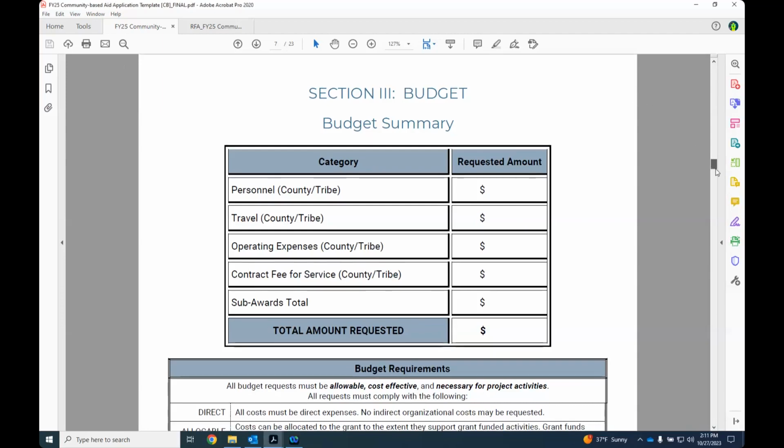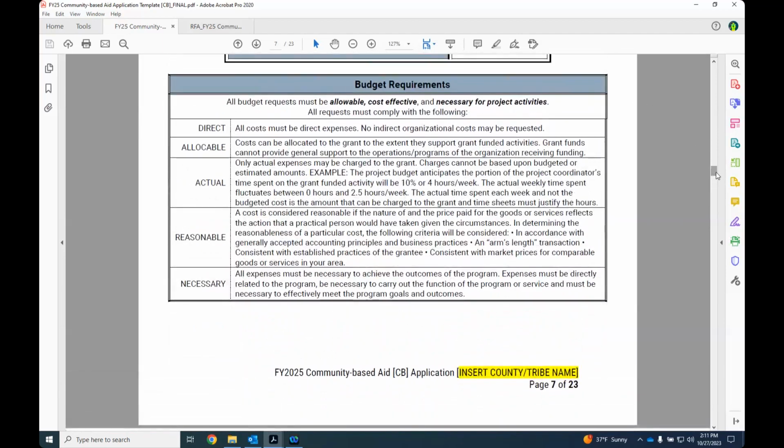Below that is the budget requirements. All budget requests must be allowable, cost-effective, and necessary for project activities. So underneath here is what we mean by that, what we mean by direct expenses, by actual expenses, what we mean by reasonable and necessary, and allocable.